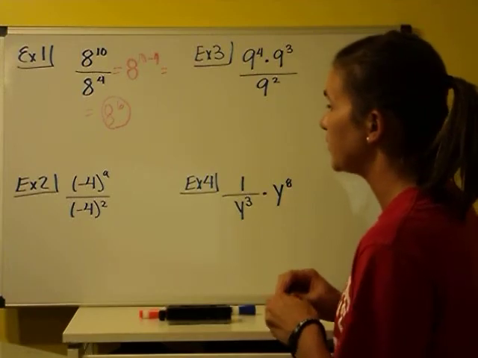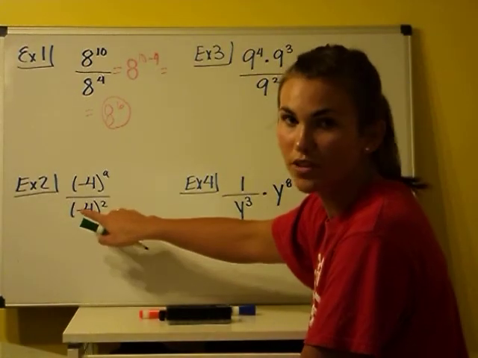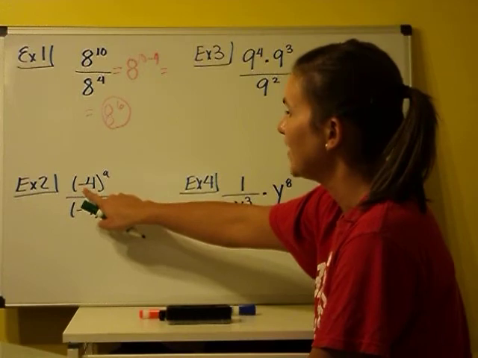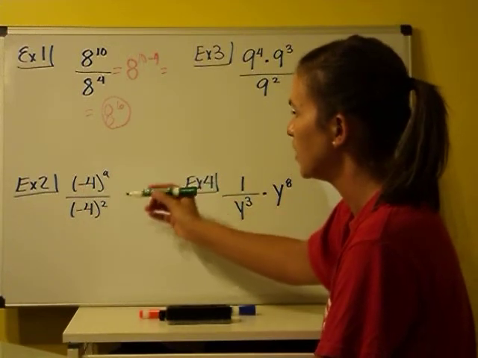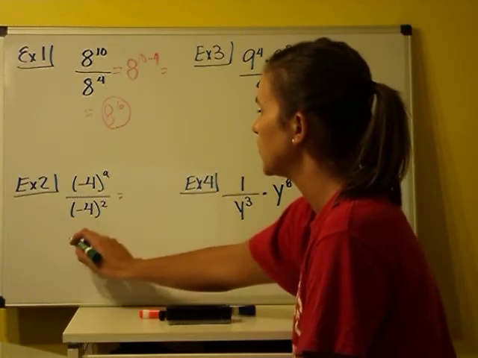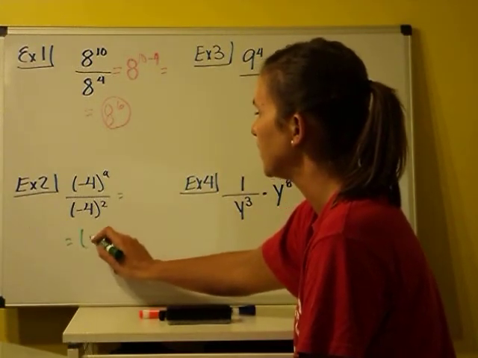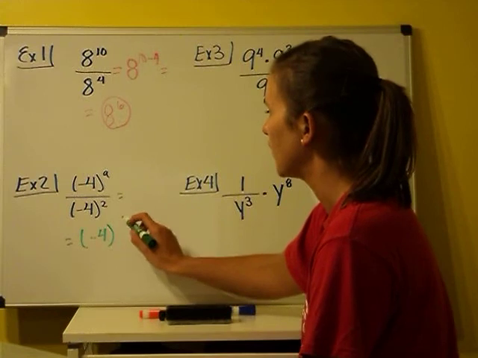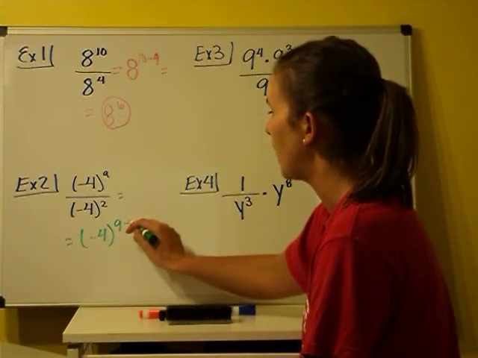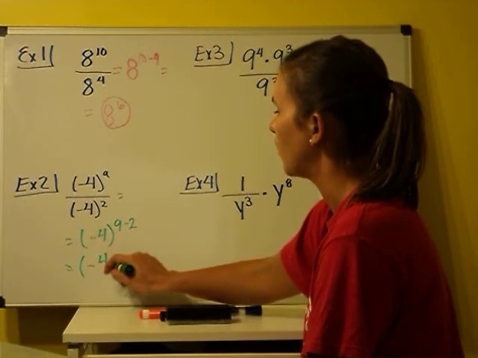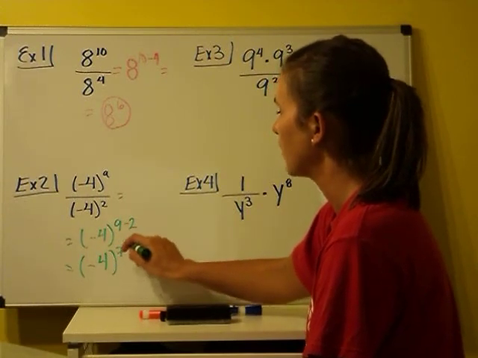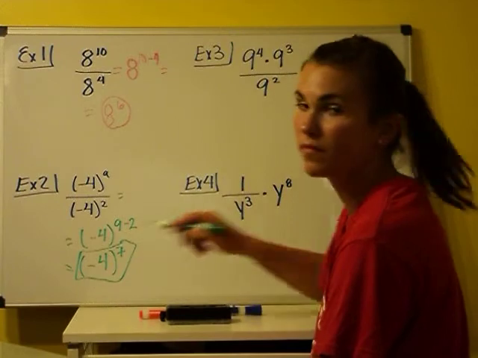Okay? Example 2, remember we talked about the importance of parentheses yesterday. We have negative 4 to the 9th and negative 4 squared. We're dividing those two. So if we're dividing things with the same base, that means we can keep our base. So we're going to keep negative 4 and then take 9 minus 2, which gives us negative 4 to the 7th power. Okay?